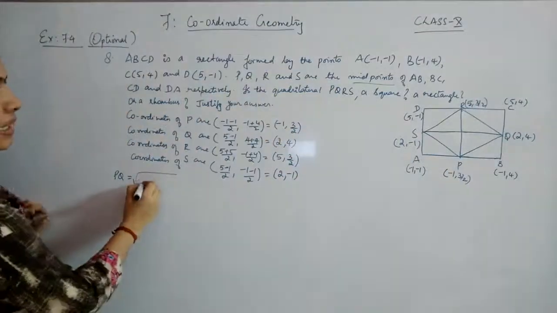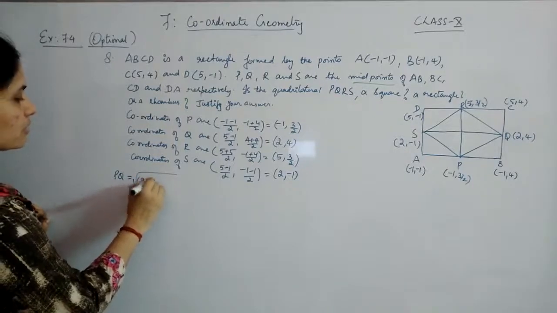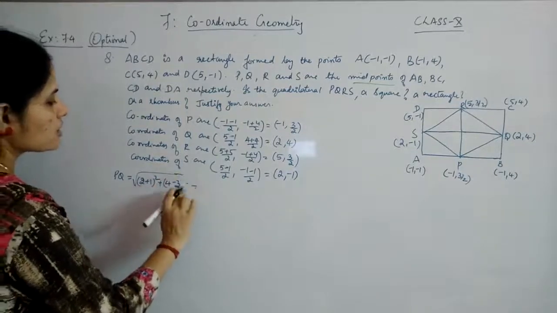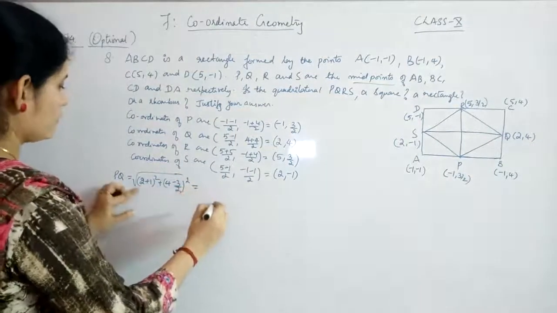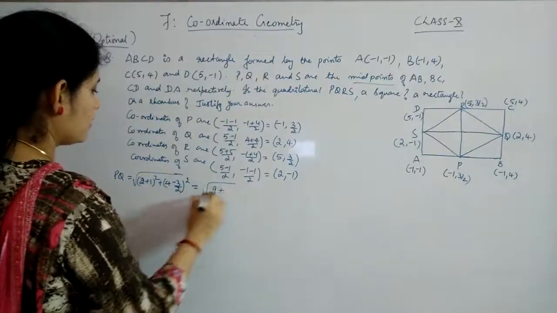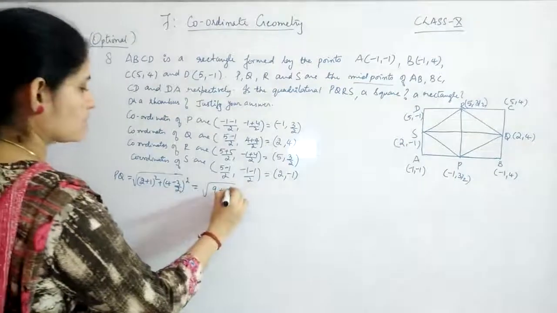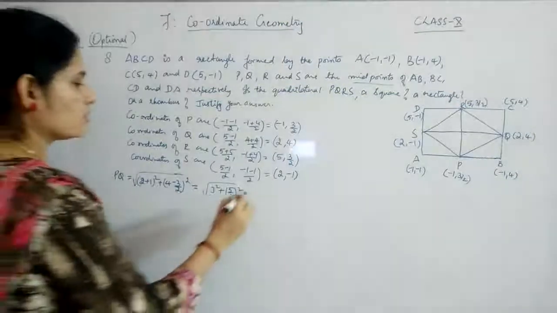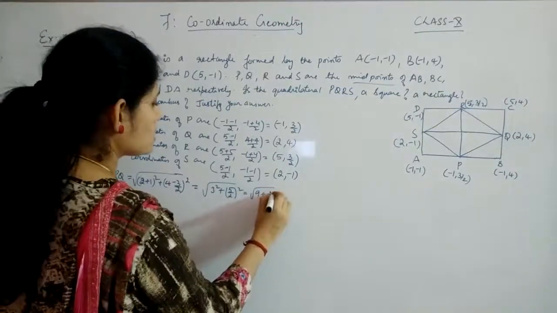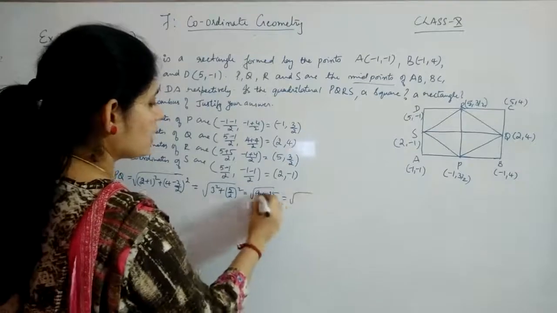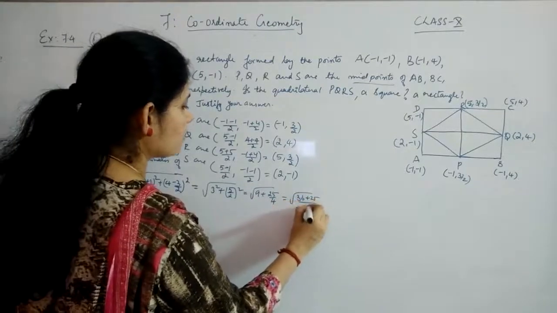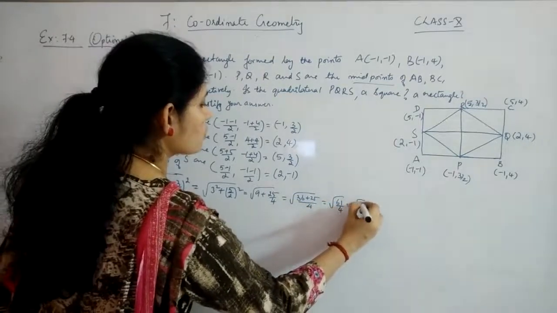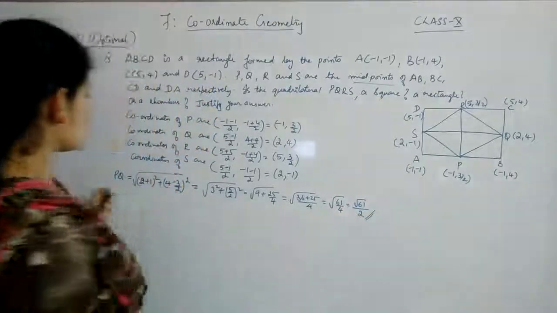You can get PQ as root of 2 minus -1, or 2 plus 1 the whole square, plus 4 minus 3 by 2 the whole square, which is equal to 3 square 9 plus, here you will have 8 minus 3, which is 5 by 2 whole square. So you are getting 3 square plus 5 by 2 the whole square, which is 9 plus 25 by 4, which is again 36 plus 25 by 4, equal to root of 61 by 4, or root 61 by 2. This is your length of PQ.